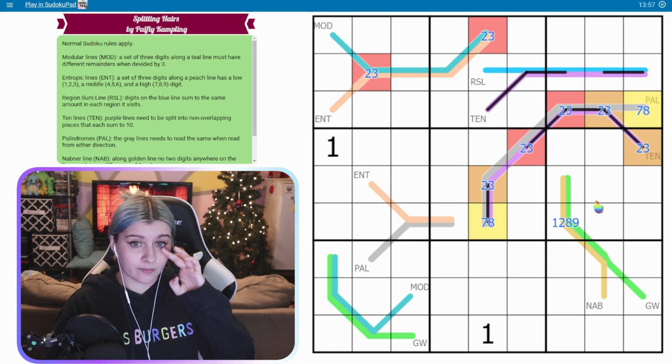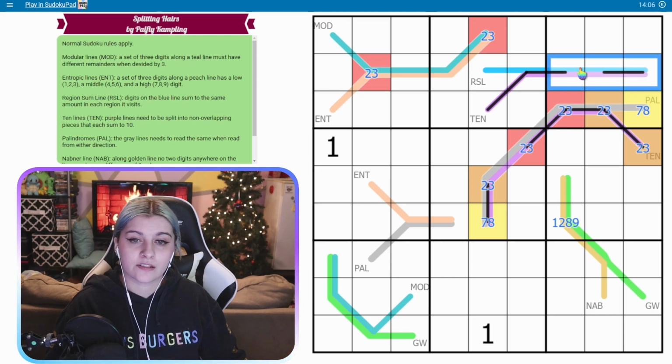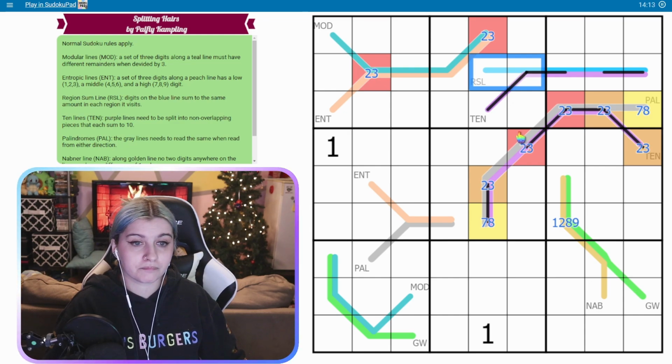So I want to do these 3 and then separately these 2 for the 10 line. And I'm going to try to mark it like that again. What does that mean for the region sum line? I know that these 2 cells sum to 10, so this part of the region sum line will be bigger than 10. So this needs to be something bigger than 10. I don't think I know any more than that.